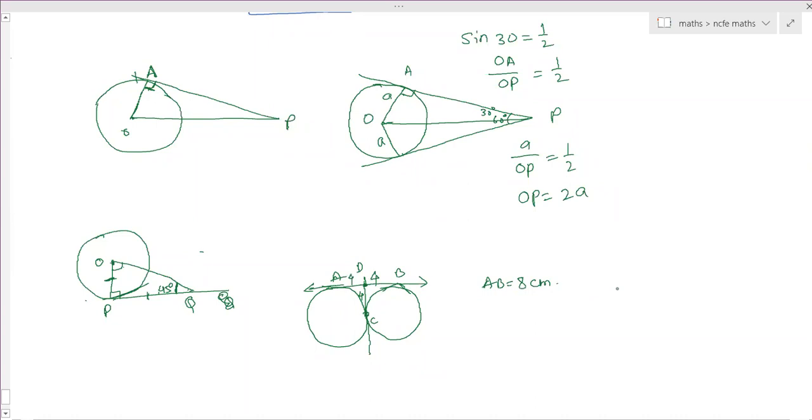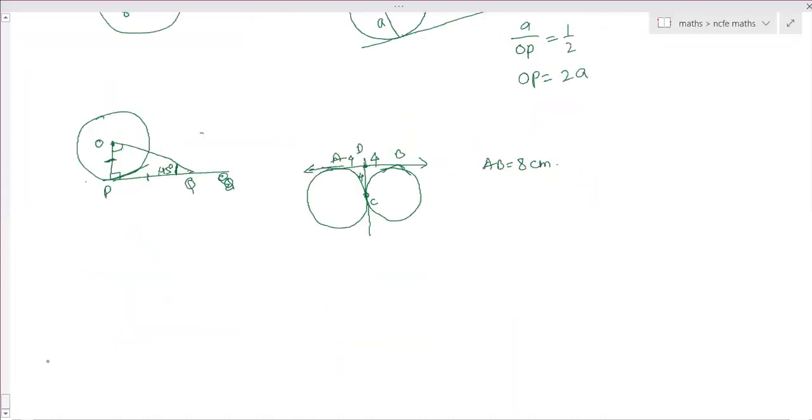Then the 18th one. At one end of the diameter PQ of a circle of radius 5 centimeter, tangent XPY is drawn to the circle. At one end of the diameter PQ, radius 5, the tangent XPY is drawn.